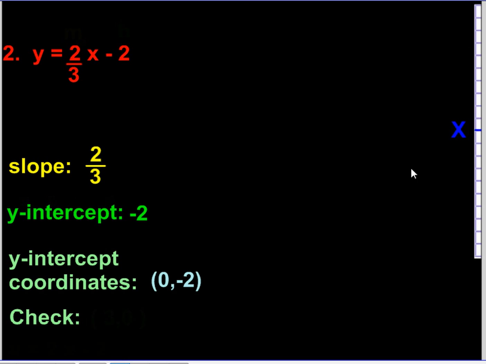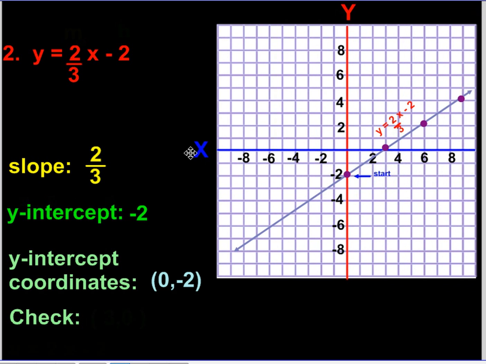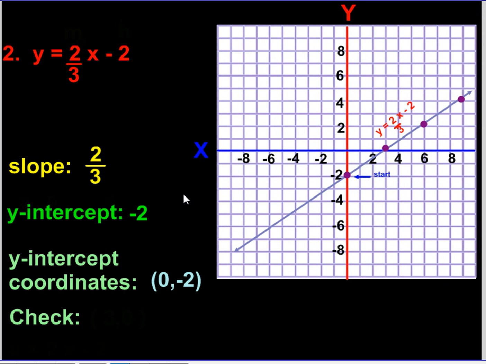And with this information, we could then take a look over here and see how it was plotted. I started with 0, -2 right here, and then I went up 2, right 3, up 2, right 3, up 2, right 3, and then put the line through my points. I also included the name right here.